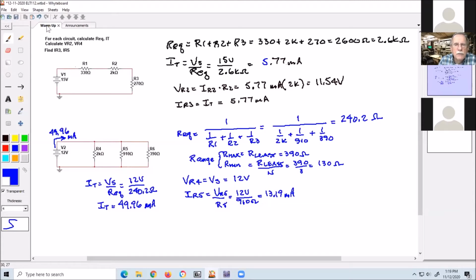Same thing with the first circuit. If I said calculate VR2 using voltage division, and you did it by Ohm's law, it doesn't show me that you know anything about voltage division. So even if you come up with the right answer, if I specify a method and you come up with the right answer using another method, it's still going to be marked wrong. Because when I specify a method, I'm saying, show me you understand that method.